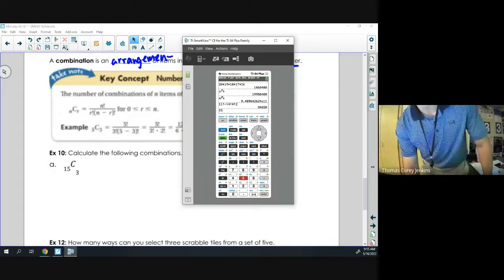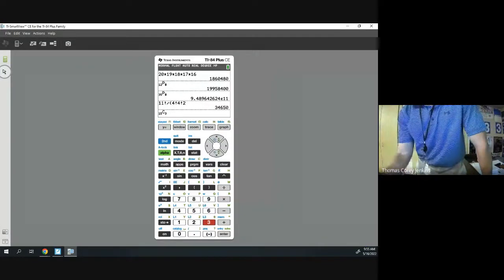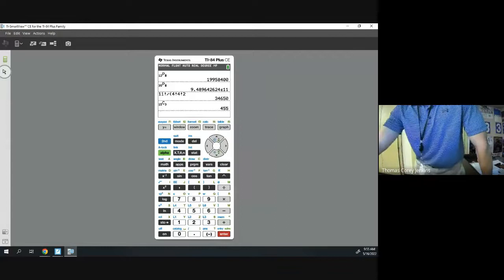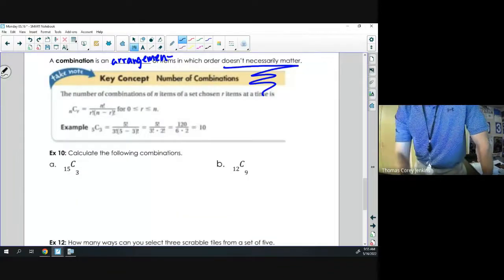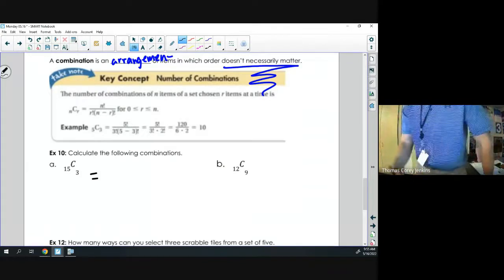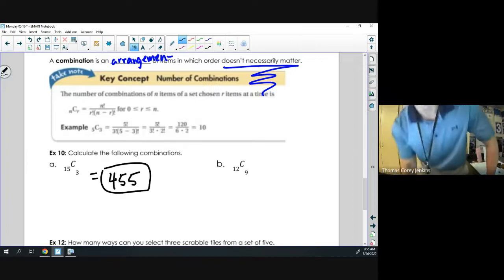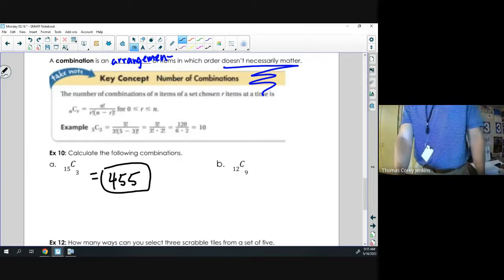So 15C3. So we'll type the 15 first. Go to math, probability. And then you want NCR, so option 3. And then 15 choose 3, so we'll put 3 in. So it looks just like it does on the paper there. And that'd be 455. On the filled out notes, I do show this with the formula, but just to save time, we'll jump right to it.